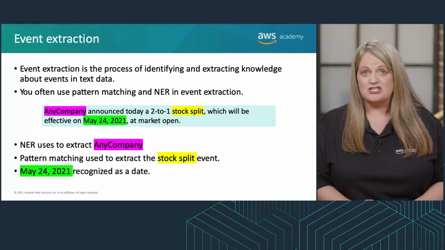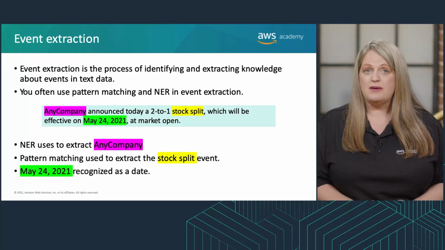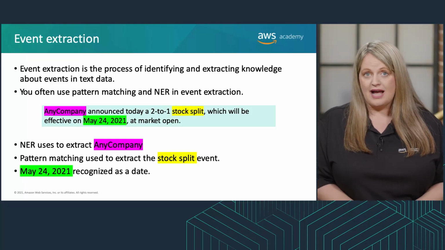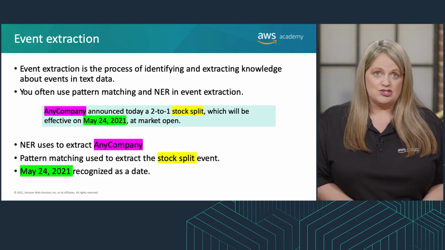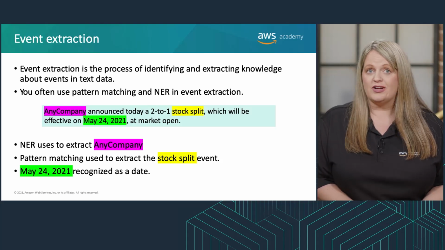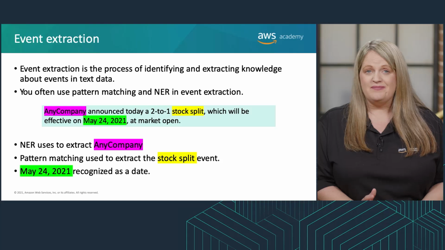Amazon Comprehend has functionality to detect events such as bankruptcy, employment, corporate acquisition, investment, corporate merger, IPO, rights issue, secondary offering, shelf offering, tender offering, or stock split.